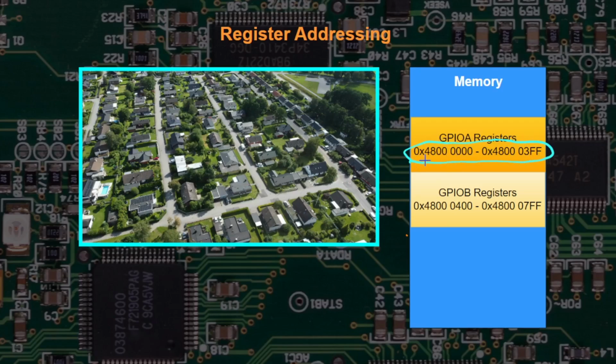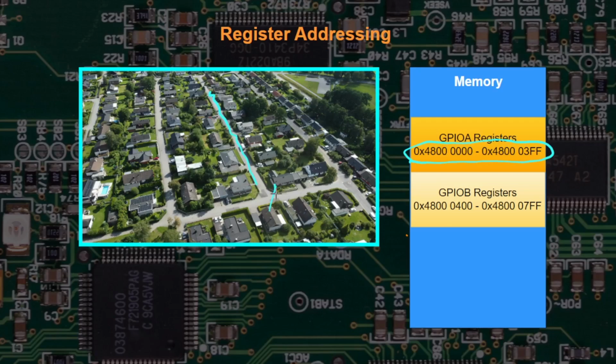By the way, this is a hexadecimal numbering system. If you don't understand how hexadecimal works, I have a video right here. You can check it out. But microcontroller registers use hexadecimal for addressing. There are no street names in a microcontroller, so that's why we have these huge numbers. You can imagine GPIO-A registers located in this street right here.